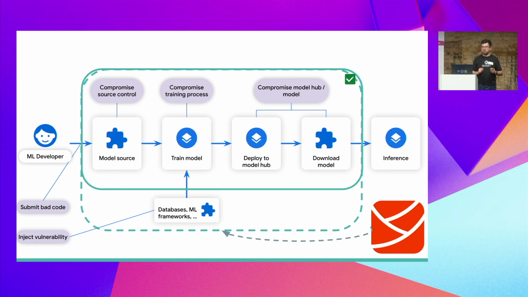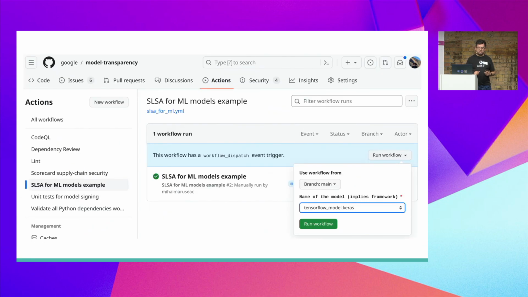So we want to train a model and generate SLSA provenance. And you know there are several levels for SLSA, level 1, level 2, level 3, that provide different guarantees. We are going to actually use the GitHub generator for SLSA and train a model inside GitHub Actions. And at the end of this, we'll get both the model trained and the provenance. This is a demo that this can be done.